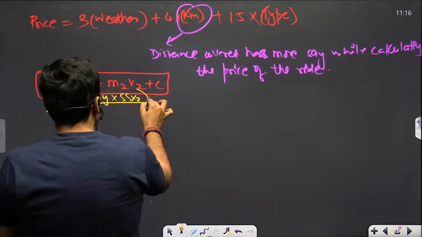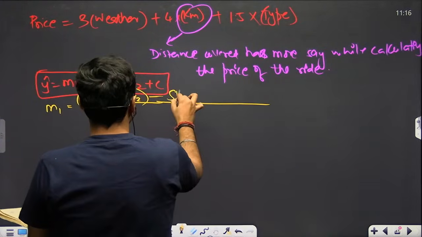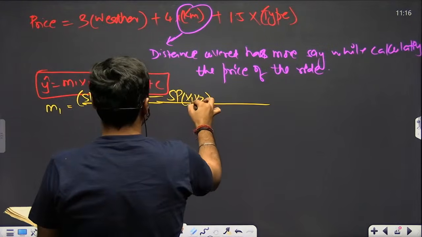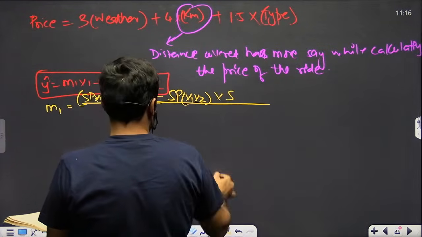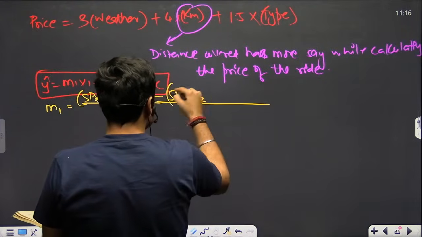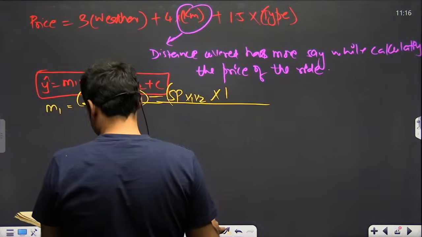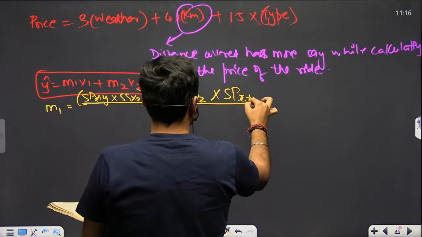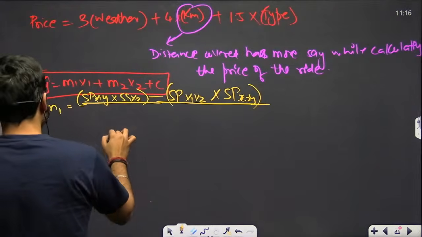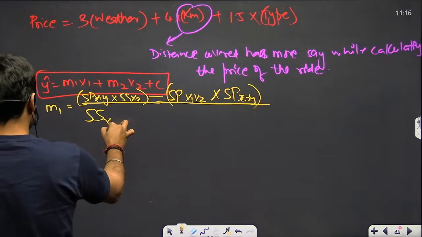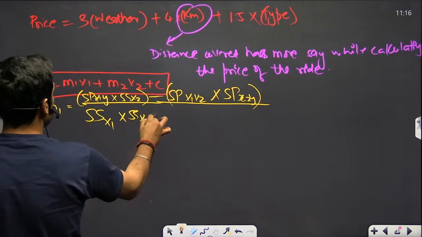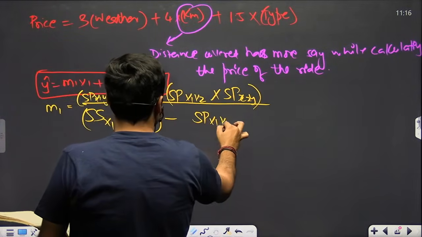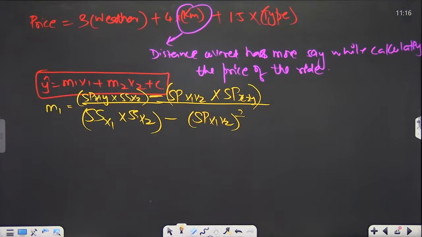Minus sum of the products x1 x2 into sum of the product x2y, upon SS x1, sum of the squares x1 into sum of the squares x2, minus sum of the product x1 x2 whole square. I told you these formulas are lengthy, just don't worry. The thing is that you have to write it on a formula sheet.